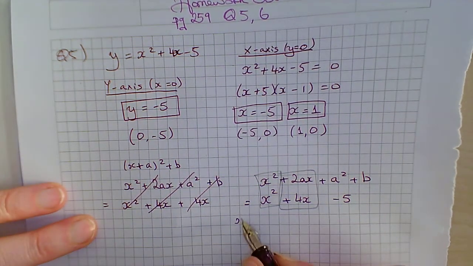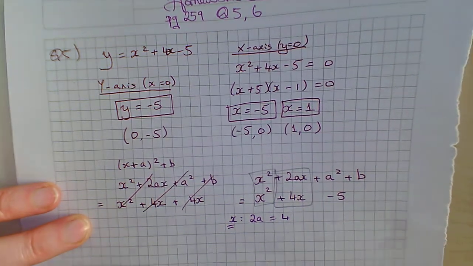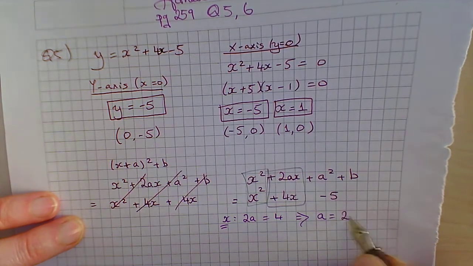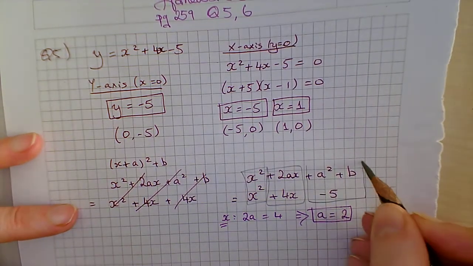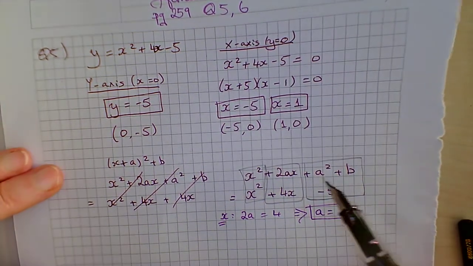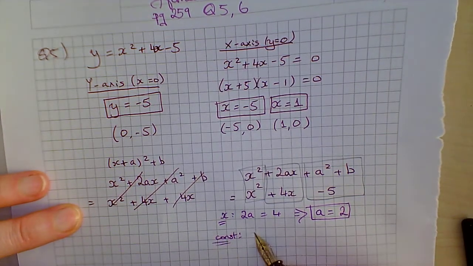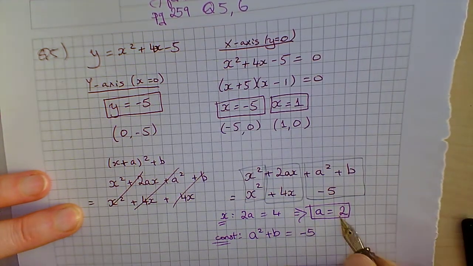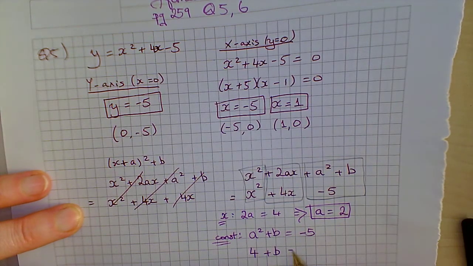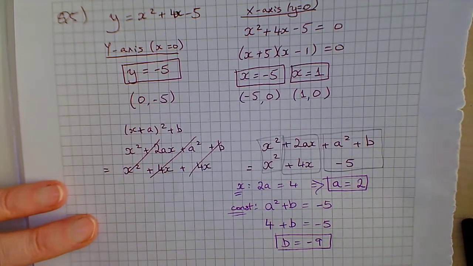From the x terms, I get that 2a is equal to 4. I'm just comparing their coefficients there, which means that a is equal to 2, dividing across by 2. Then I look at my constant term, and the constants have no x value in them. So from the constant, I can work out that a squared plus b is equal to minus 5. We already know what a is, so 2 squared is 4, plus b is equal to minus 5. So b is equal to minus 9, bringing the 4 across and changing the sign.